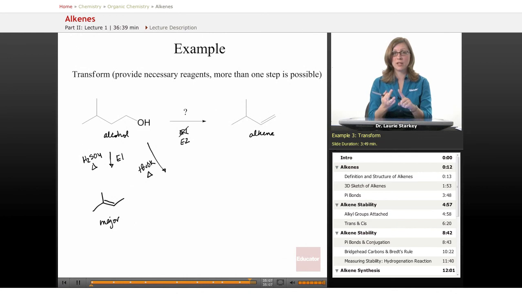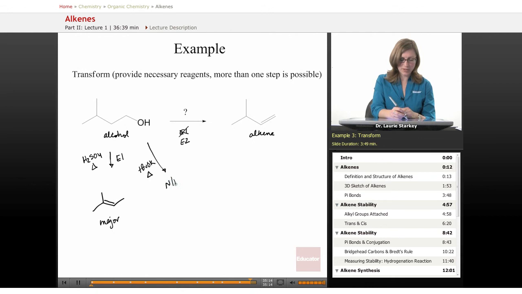You lose a beta hydrogen and what? A leaving group. We do not have a leaving group here with hydroxide. So this is no reaction because there's no leaving group. So if we wanted to try and do the E2, that's not going to happen here. So how can we possibly do the E2 elimination? What do we have to do? We have to make the OH a good leaving group, and then we can do the E2.